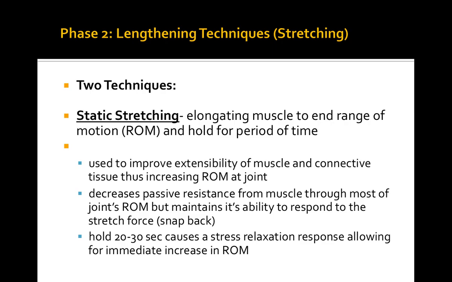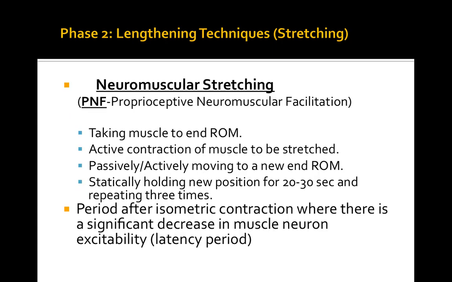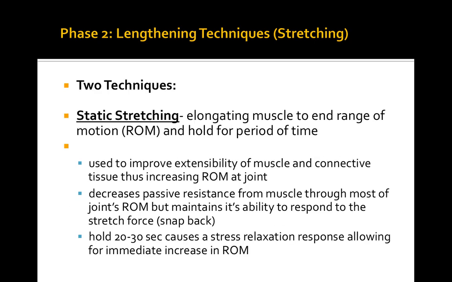In the lengthening techniques, there are 2 techniques we're going to focus on here: static stretching and neuromuscular stretching. Static stretching is elongating a muscle to the end range of motion and holding it for a period of time. This improves the extensibility of the muscle and connective tissue, thus increasing range of motion.